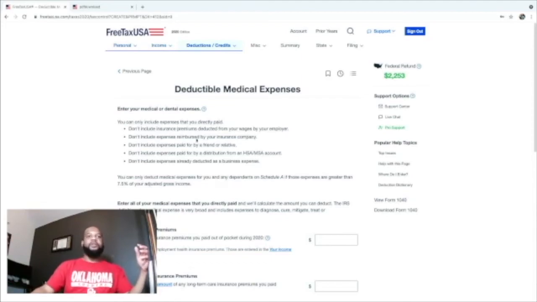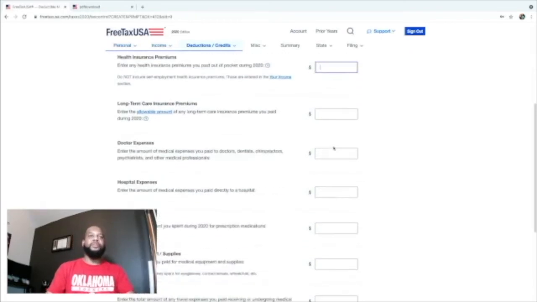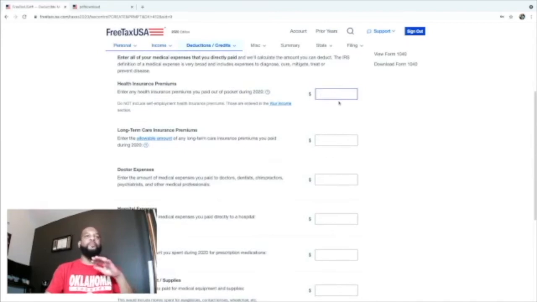Okay, so health insurance premiums, any health insurance premiums you paid out of pocket. If you were only your own business, or you didn't have a business, or whatever you was doing in life, selling drugs or doing whatever, but if you had to pay insurance out of your pocket, that's where you would put it. But I don't do it.